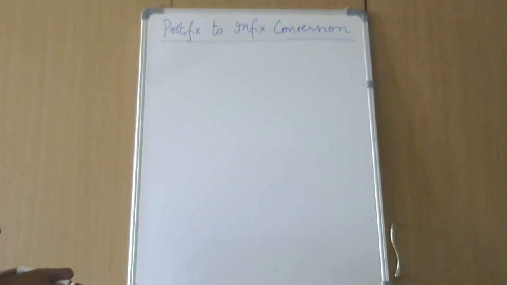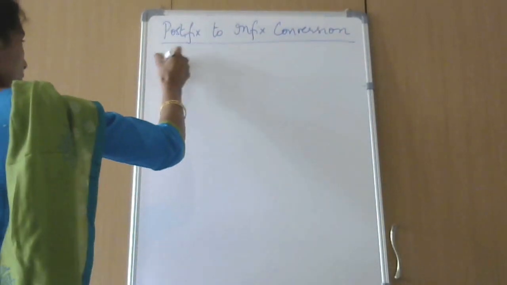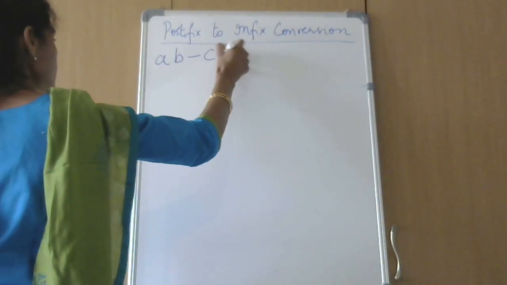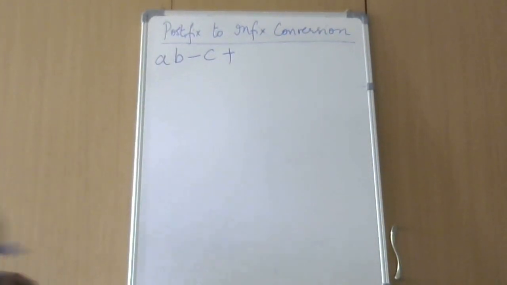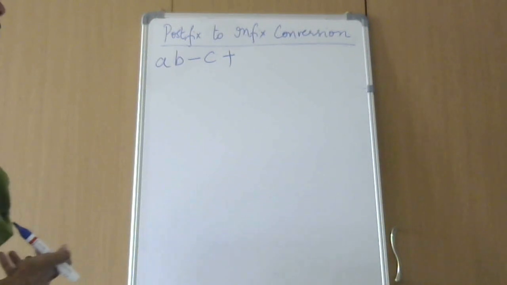Okay. So as I said, let us see how we can do a postfix to infix conversion. Let me take a postfix expression. Let's say AB minus C plus. The first example, I am taking a very simple one. I will take a bigger one after this. Right. Now, this is a postfix expression.